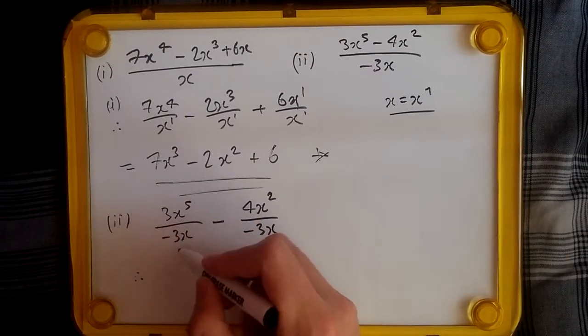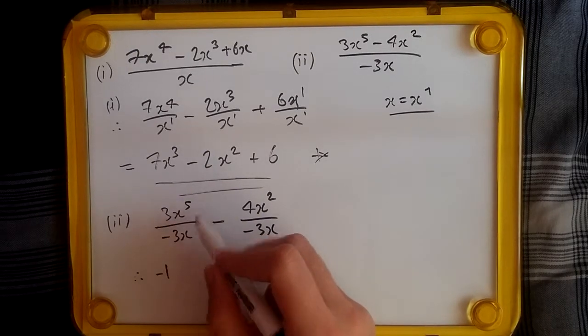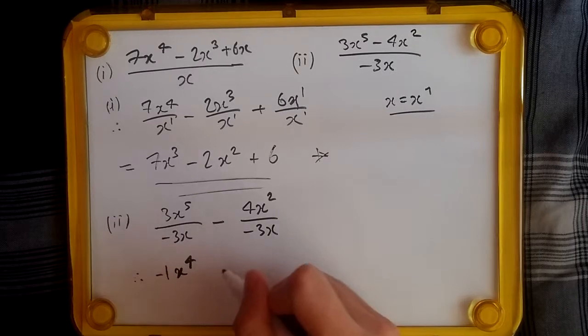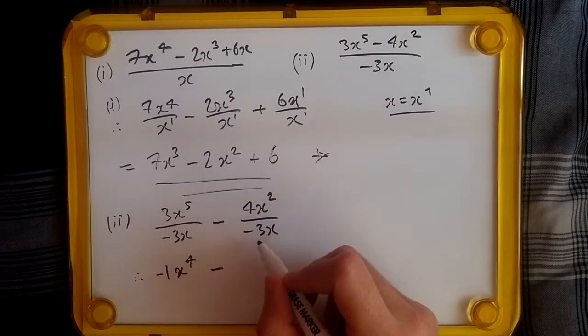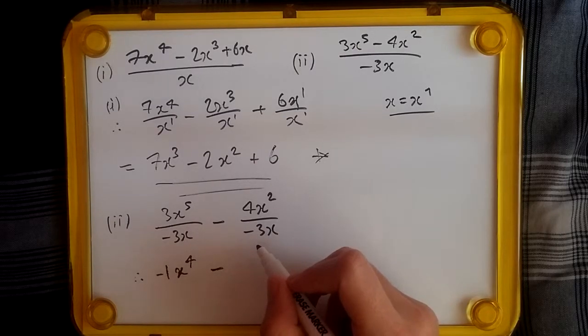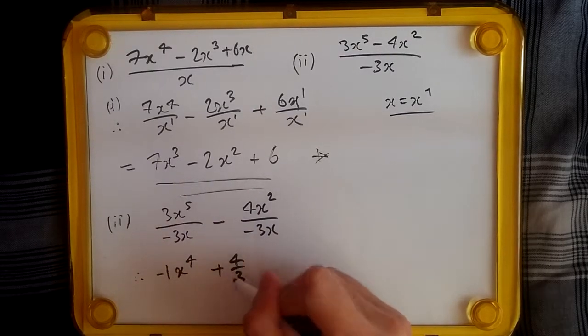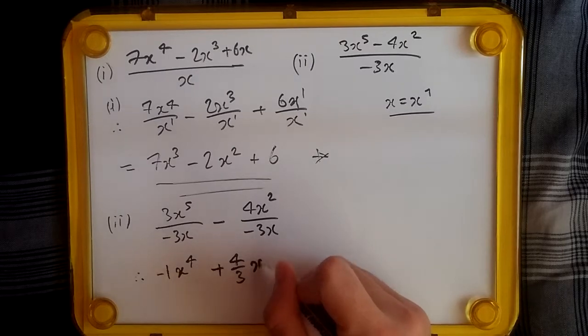First we look at 3 divided by minus 3, we're left with minus 1. x to the power 5 divided by x, subtracting the powers, you're left with x to the power 4. Good, minus. Now let's do the same thing. We've got 4 divided by minus 3. Well, in this case, it's a fraction, you can leave it as 4/3. And because it's minus times minus, you're left with plus 4/3. x squared divided by x will give us just x.